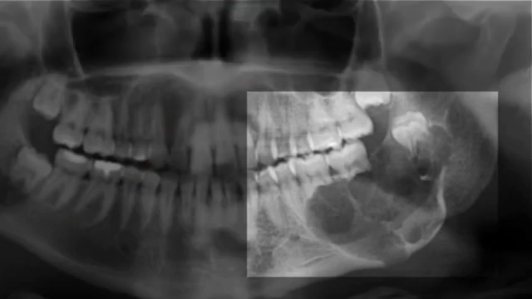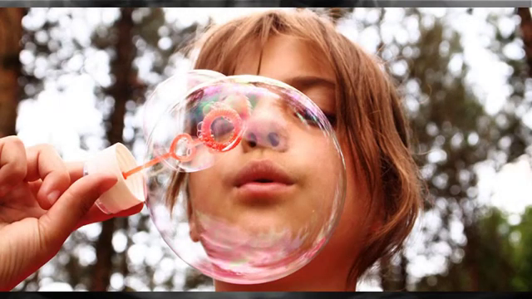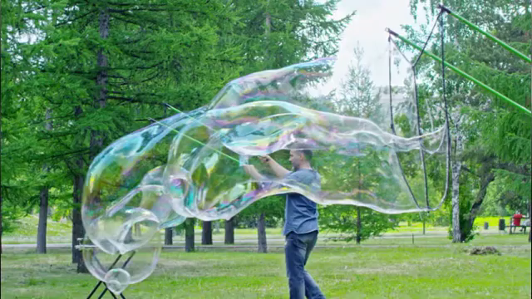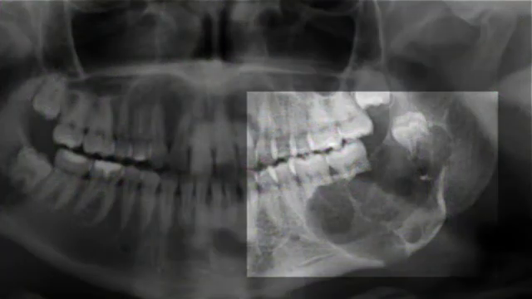So if you look closely at the lower right, think about when you were a kid and you were blowing bubbles and you would blow a huge bubble that had multiple bubbles attached to it. That's what a multilocular lesion is. It's a bunch of bubbles all connected together.